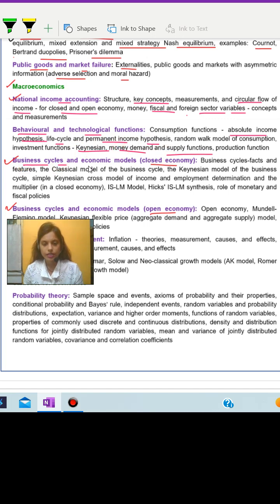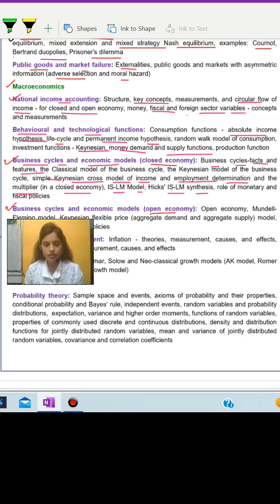Coming to business cycles and economic models, that is in a closed economy. Business cycles like facts and features, all these are important. Simple Keynesian cross model of income and employment determination and the multiplier, that is in a closed economy, is important. ISLM synthesis, ISLM model, these are important.